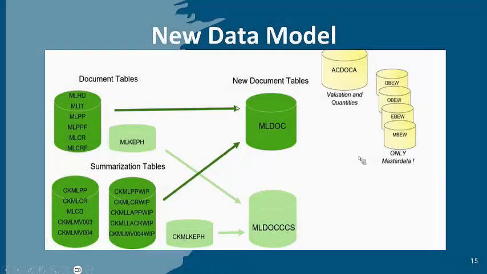New data model. Now, the new data model is all of these earlier tables, MLHD, MLIT, MLPP, MLPPF, MLCR, MLCRF, all of this now merged into MLDoc. All of these old tables, CKMLPP, CKMLCR, MLC, so many tables, are now going into MLDoc. And then finally the MLDoc CCS. So CKMLKEPH is going into MLDoc CCS. MLKEPH is going into MLDoc CCS. Okay, and these are the still existing QBEW, OBEW, and all that stuff.